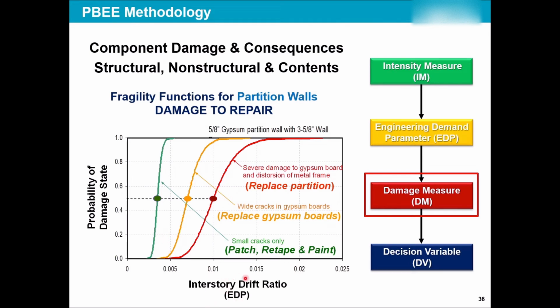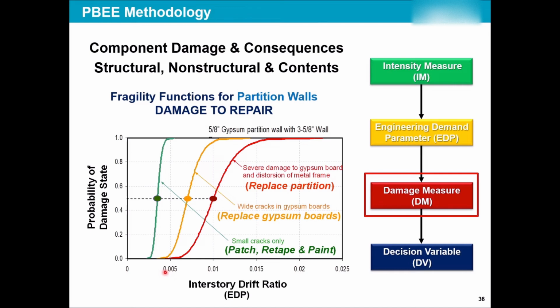So instead of this, it can be IM as well, intensity measure, and then at different earthquake intensities you can simply say whether you have slight damage, moderate damage, or extensive damage. This is a good example of a fragility curve for a partition wall.